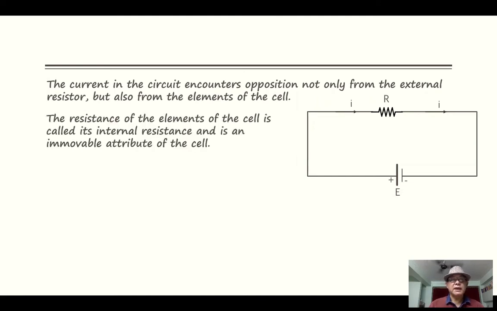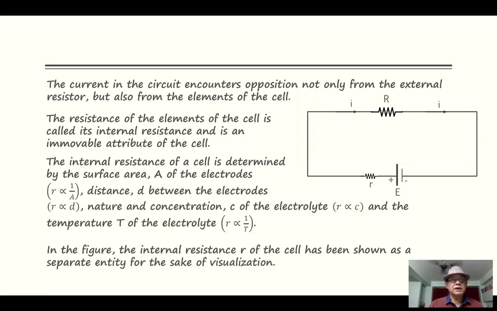The resistance of the elements of the cell is called its internal resistance and is an inseparable attribute of the cell. The internal resistance of a cell is determined by the surface area A of the electrodes. Internal resistance r is inversely proportional to A. Distance D between the electrodes. Internal resistance r is proportional to D. Nature and concentration C of the electrolyte. Internal resistance r is proportional to C. And the temperature T of the electrolyte. Internal resistance is inversely proportional to T.